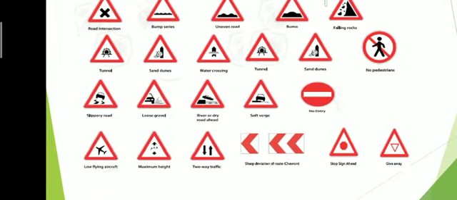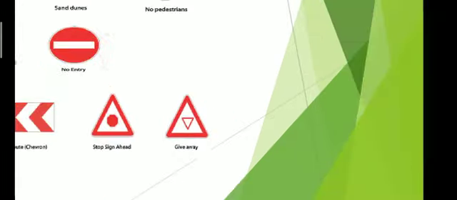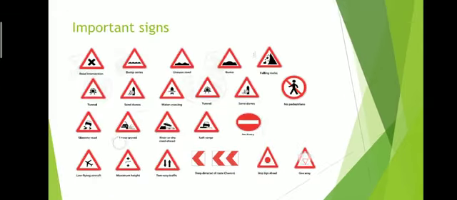No entries, again an important sign. Low flying aircraft, maximum height a vehicle can travel. It's two-way traffic. Chevron signs and warning signals. For a stop sign ahead, there will be a stop sign ahead warning signal, and a give way warning signal for give way.